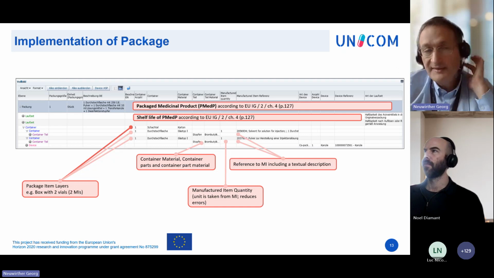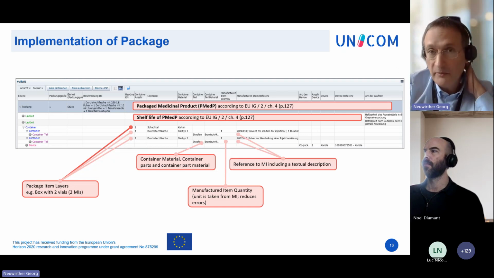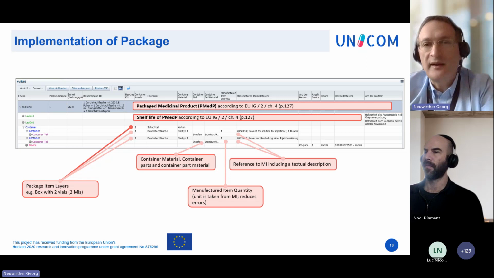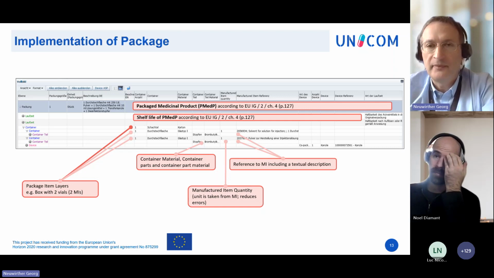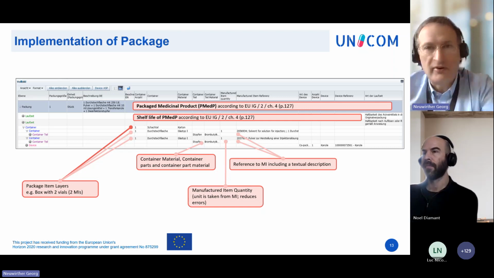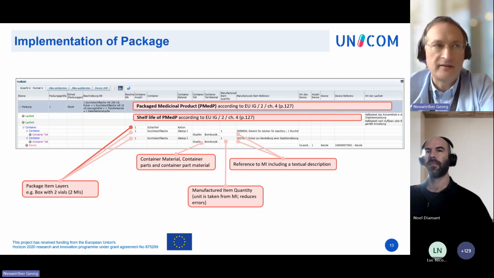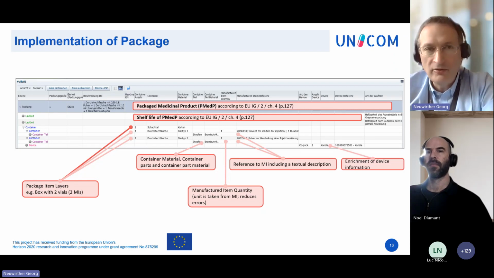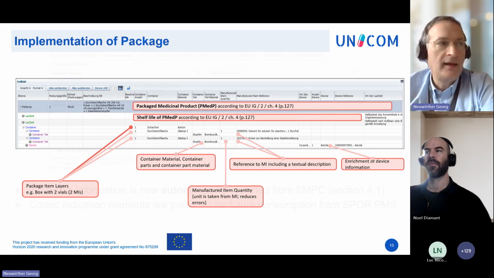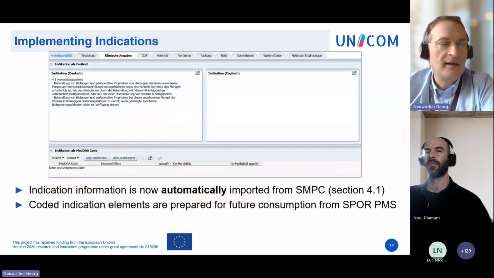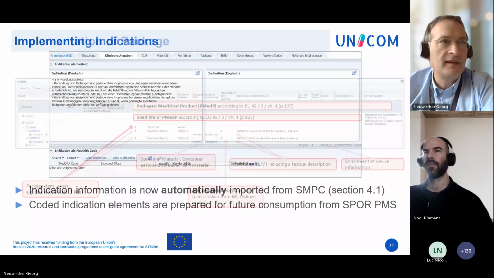Here you can see the reference, so you can see there's national numbers again, but also including a textual description. So if you have a glance on the package that you have, let's say, summarized information what this manufactured item is. We also enriched information and data elements for devices that are co-packed or part of the package layer.